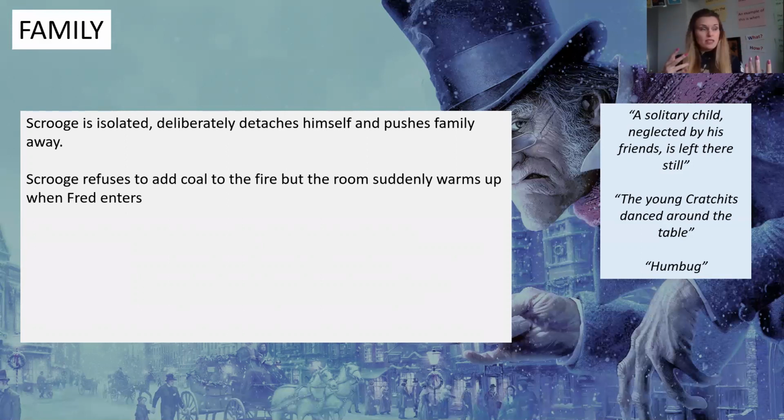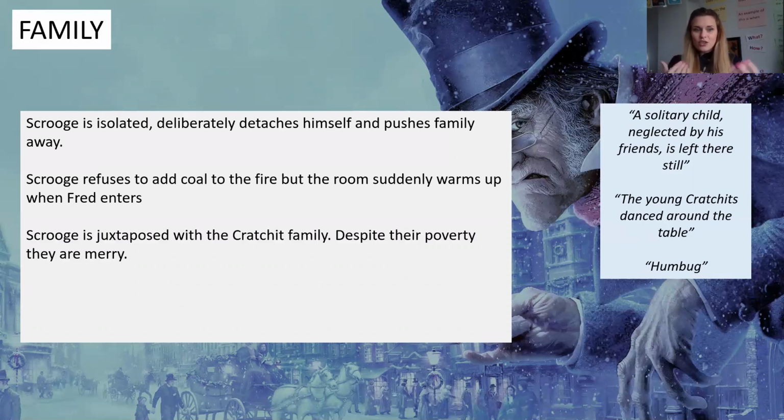And then Fred walks in and suddenly the room is warm and glowing. And that's a really nice way again to contrast these two characters. Scrooge should be the one providing the warmth and isn't. So we can see Scrooge here again, that idea of juxtaposition. He's juxtaposed with the Cratchit family because despite the fact that they have nothing, they're happy. Scrooge has everything and he's miserable. So money doesn't buy happiness.